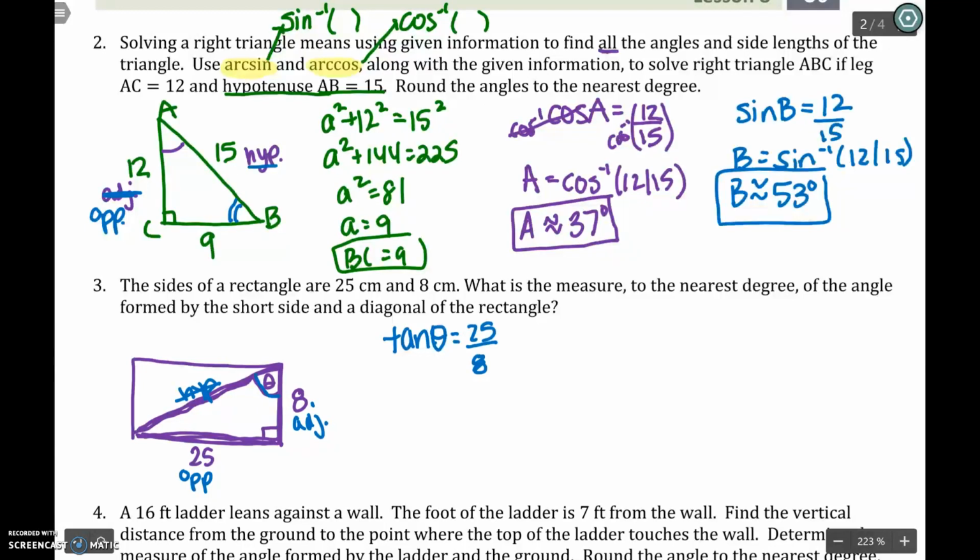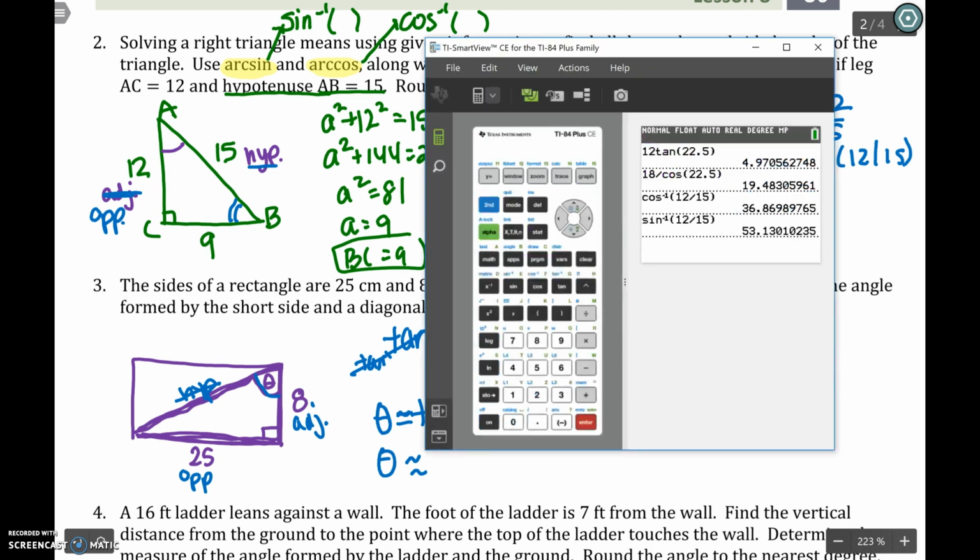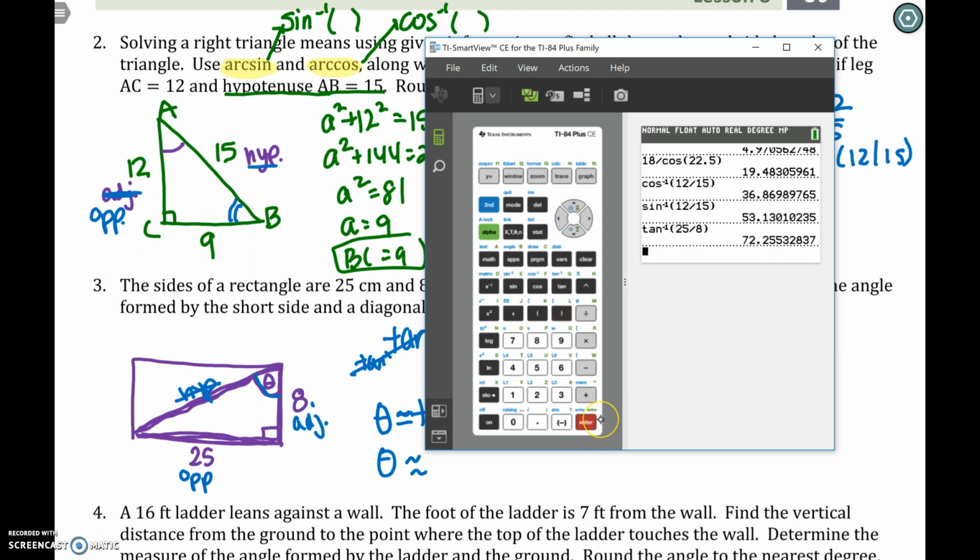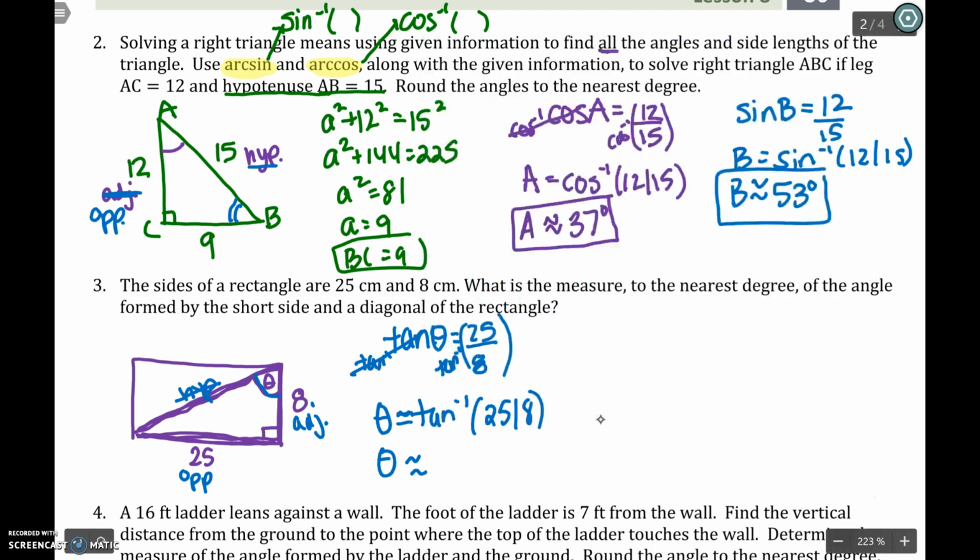Since I'm looking for an angle, I'm going to do the inverse on both sides. Remember, you only use the inverse for finding angles. So we're doing the inverse tangent of 25 divided by 8. And it does say to the nearest degree. So when I do inverse tangent of 25 divided by 8, second tan 25 divided by 8, I would get 72.255. To the nearest degree, that would be 72 degrees.